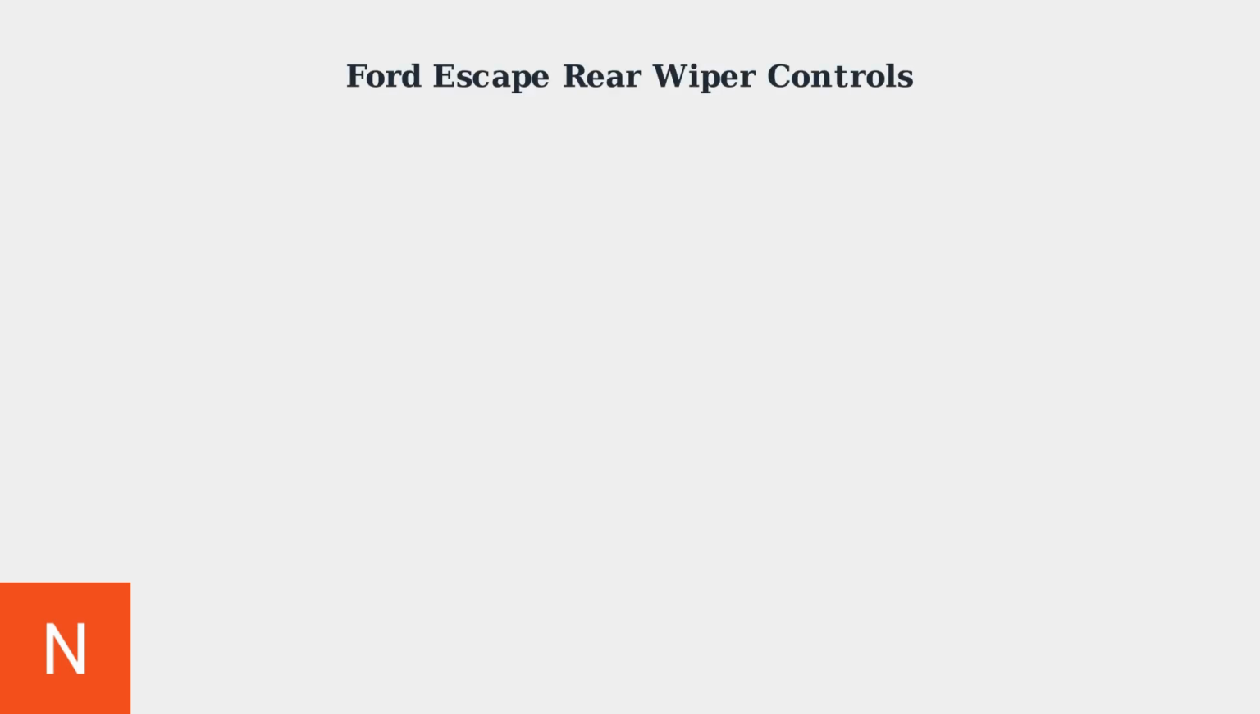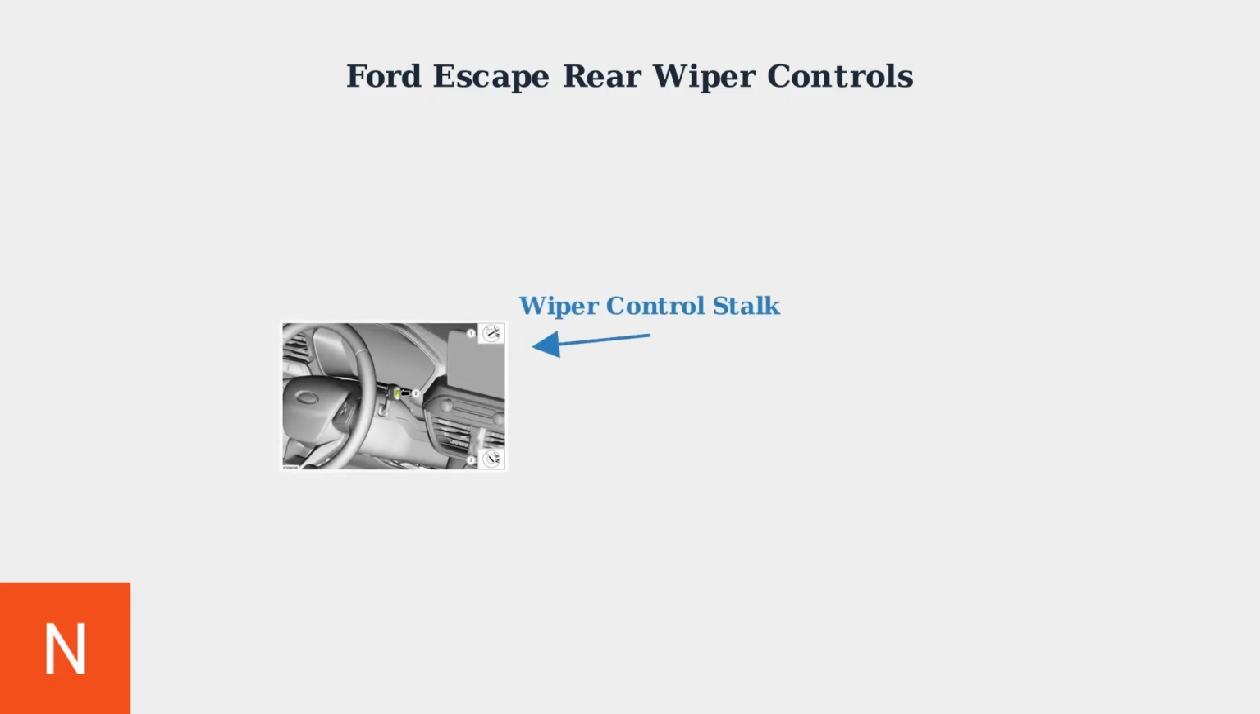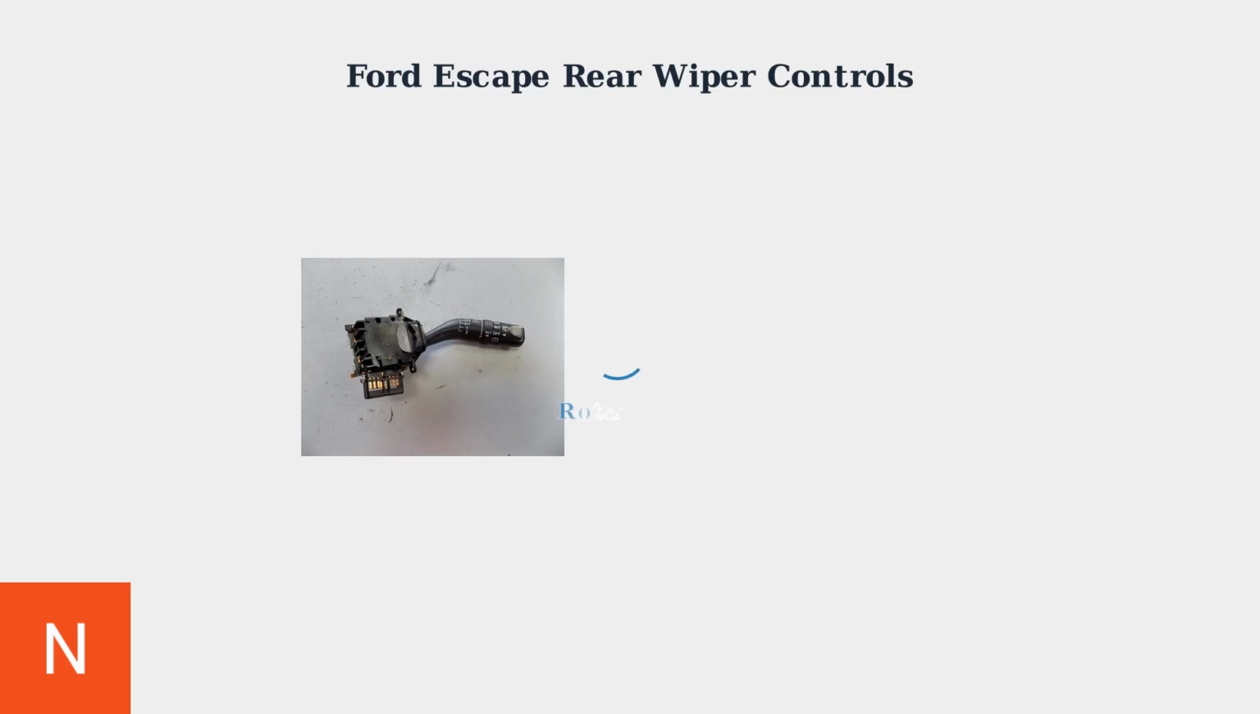The Ford Escape's rear windshield wiper system is controlled through specific mechanisms located in your vehicle's interior. Understanding these controls is essential for proper operation. The primary control for your rear wiper is located on the windshield wiper control stalk, positioned on the right side of your steering column. To operate the rear wiper, you need to rotate the end of the control stalk. This rotating mechanism cycles through the available rear wiper settings.